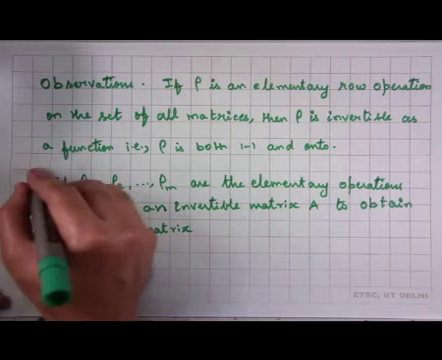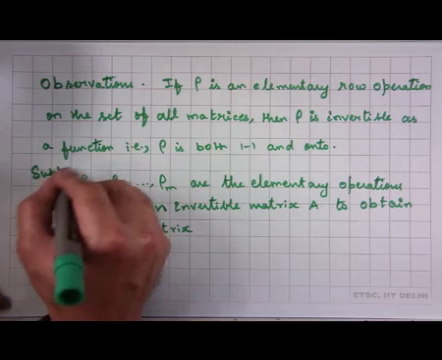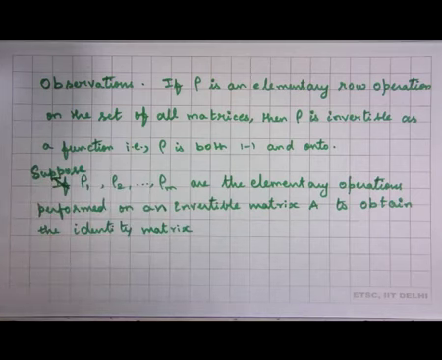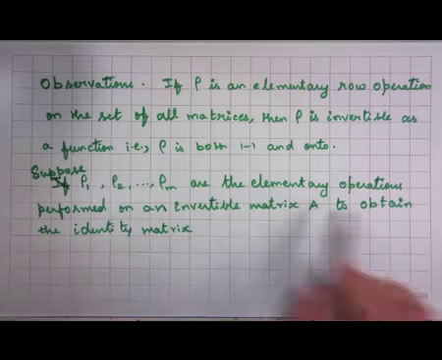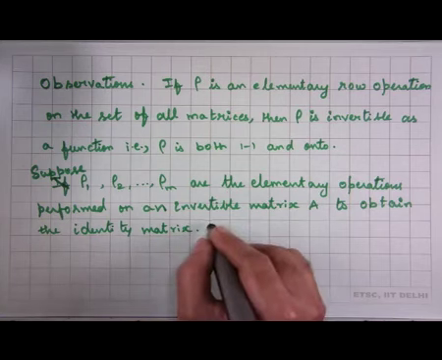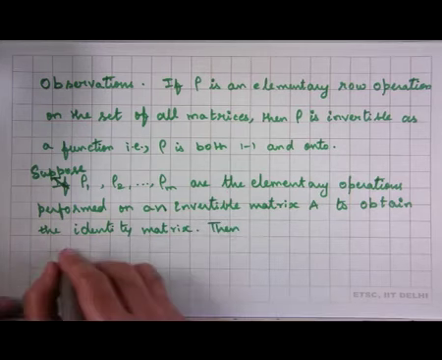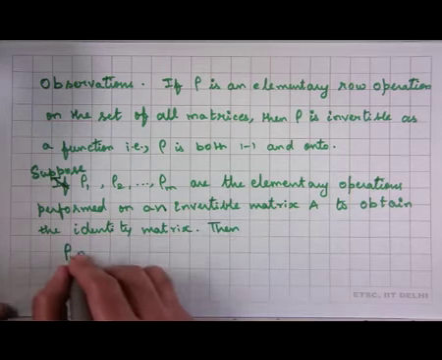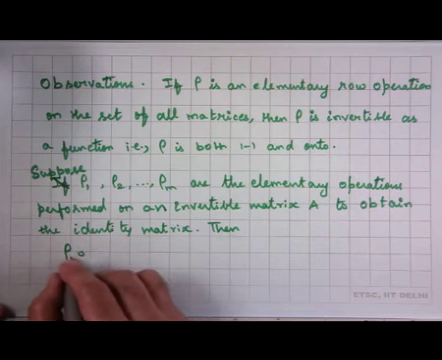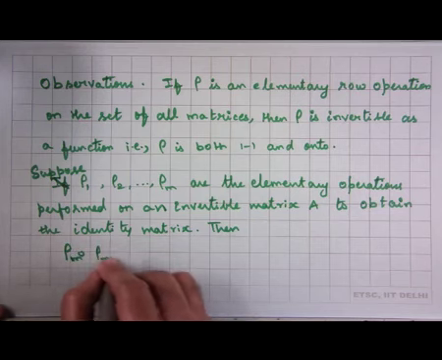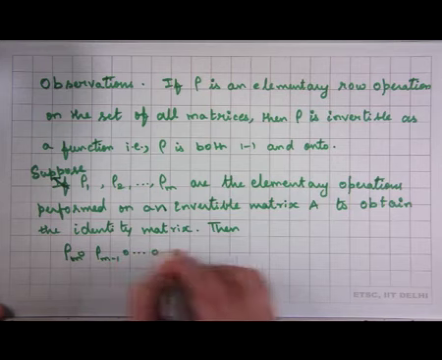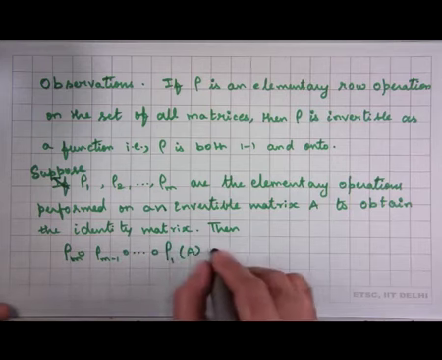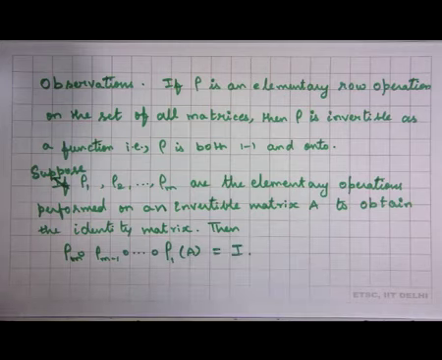Or, the elementary row operations performed on an invertible matrix A to obtain the identity matrix. Then what do we have? Rho m composed with, well, I will write it as rho m minus 1, up to rho 1, and if it is performed on A, what you get is the identity matrix.